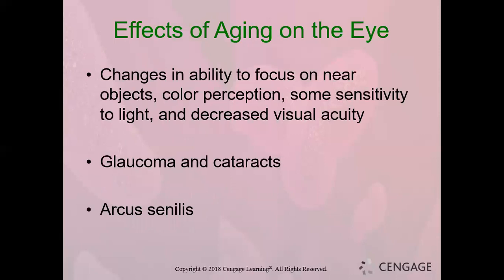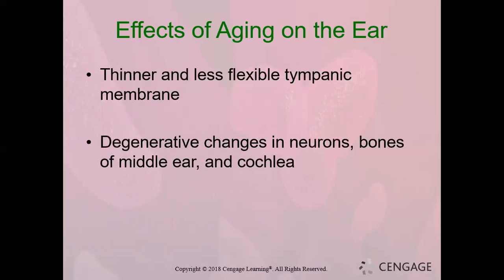So effects of aging on the eye, they're going to have changes in the ability to focus, color perception, sensitivity to light, decreased visual acuity, meaning that they can't see as well, glaucoma and cataracts, and you don't need to know what that bottom one is there. They're going to have thinner and less flexible tympanic membranes, degenerative changes in the neurons and the bones in the middle ear and the cochlea. Essentially, they're not going to hear as well.